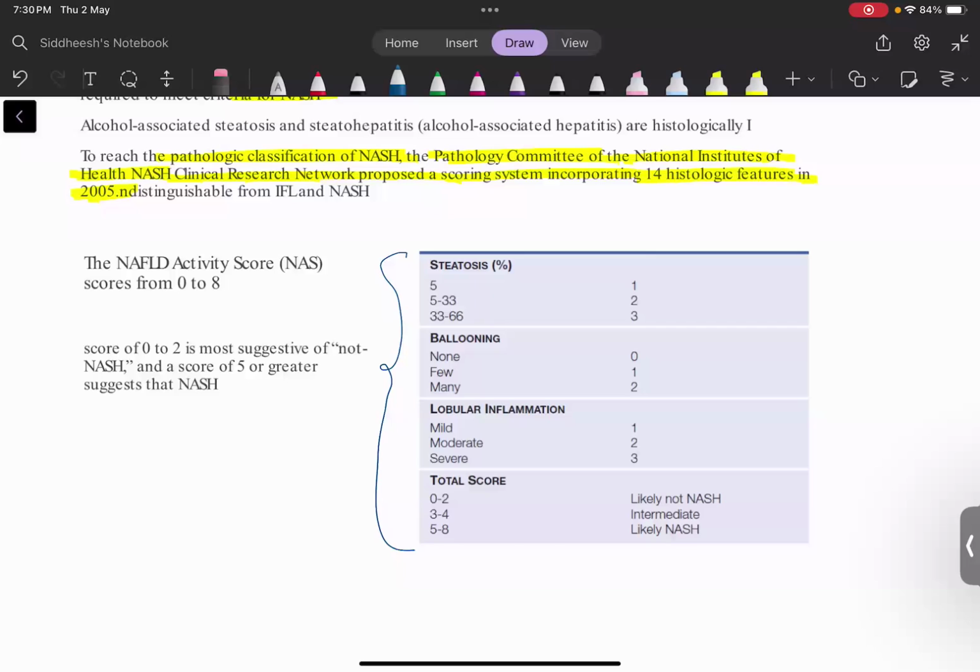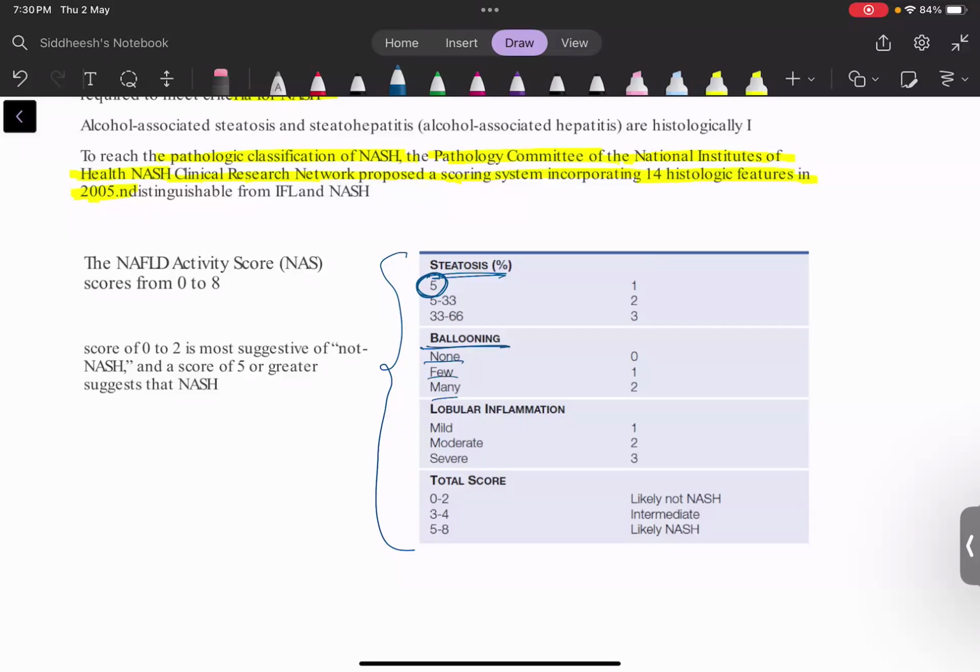Now they are going to count your steatosis, that means your fat percentage, whether this is more than 5 or less than 5. Remember, the cutoff is 5%. That's why we are starting with 5. Correct? What about the ballooning part? None, few, many.